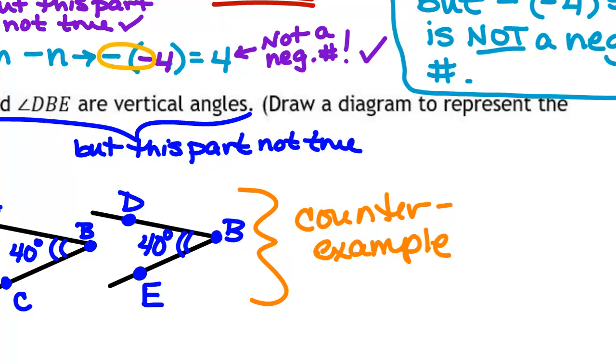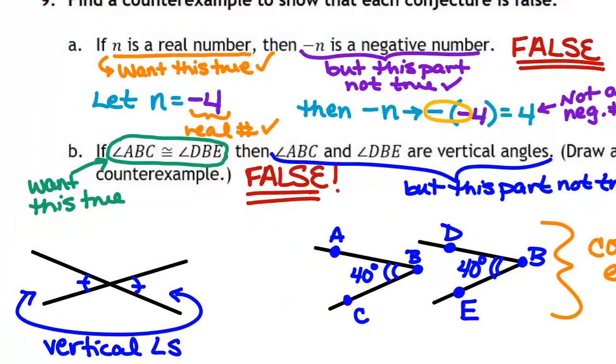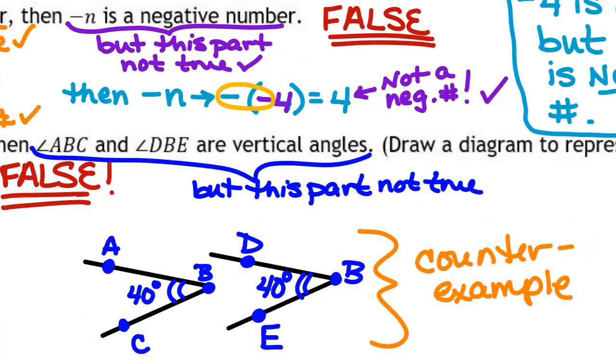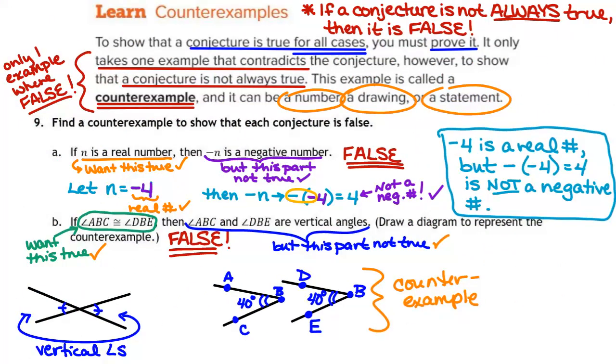The first part is true. My angles really are congruent. But the second part is not true. They are not vertical angles.